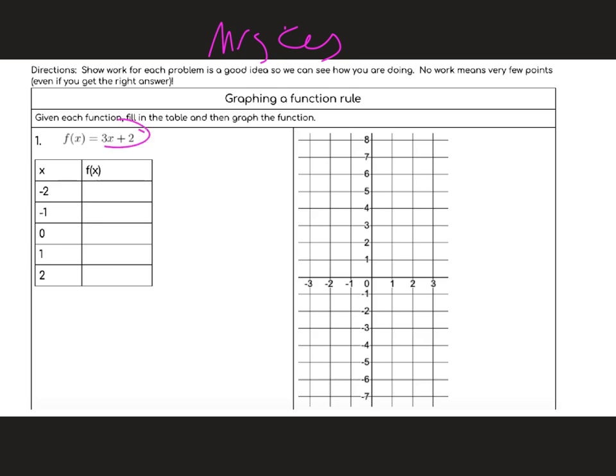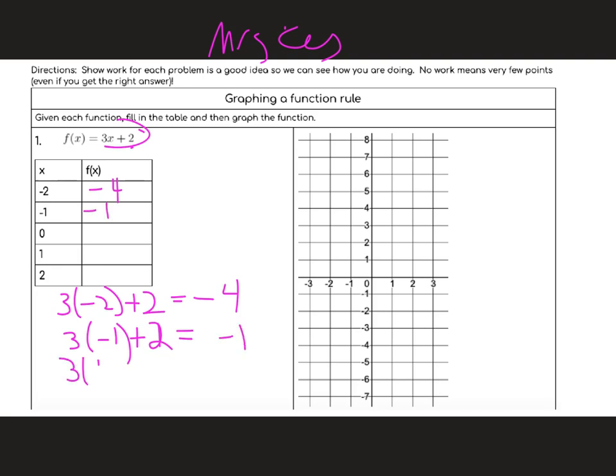So we've got 3x plus 2. So we have to do 3 times negative 2 plus 2. 3 times negative 2 is negative 6, plus 2 is negative 4. And then we have to do 3 times negative 1 plus 2. 3 times negative 1 is negative 3, plus 2 is negative 1.